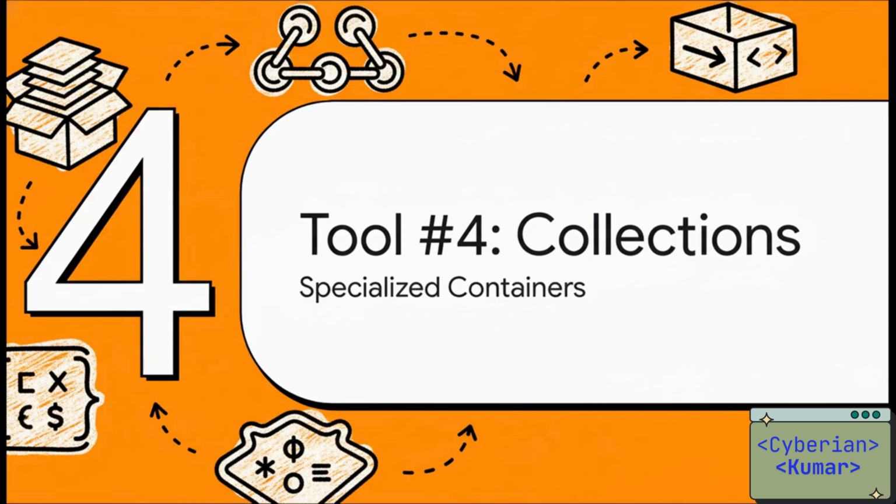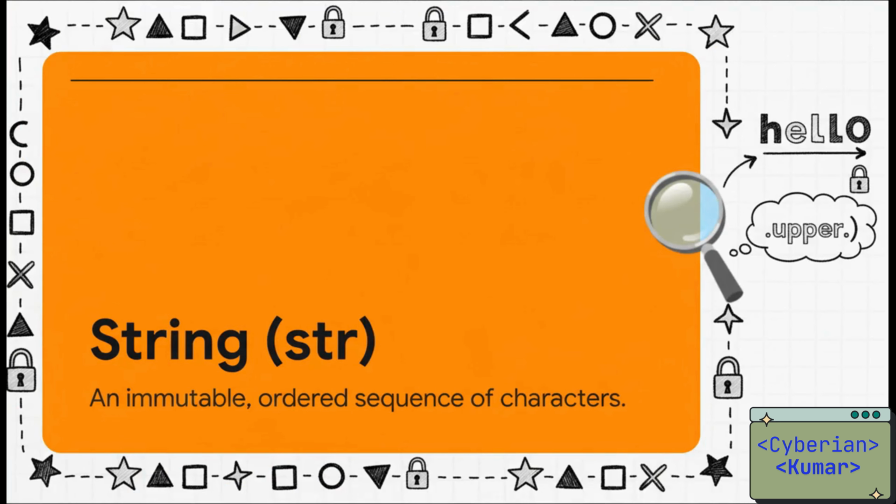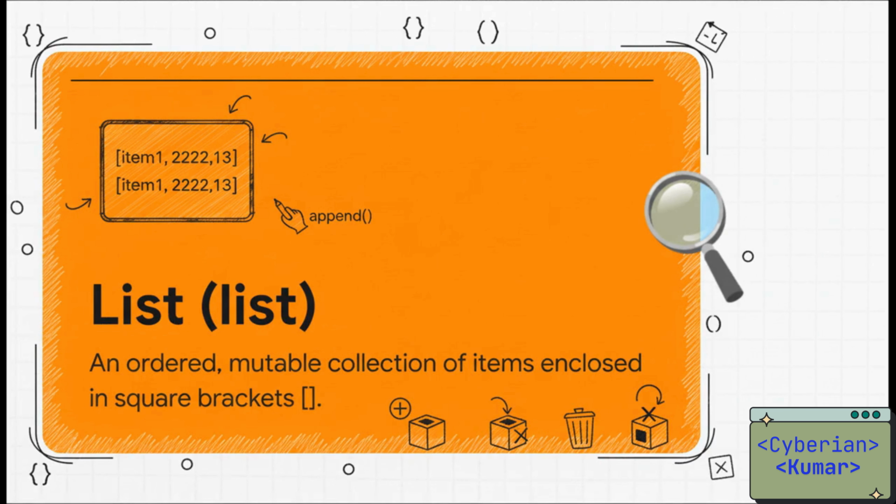Okay, let's pick up the pace for a rapid-fire round. We've talked about simple one-item boxes, but what about organizing whole groups of data? Let's quickly look at 4 specialized containers for that. First up, the string. We've seen it. It's just a sequence of characters, all in order, and the key thing to remember, it's immutable. You can't change it. You can use methods like .upper to create a brand new uppercase version, though. Next up, the list. This is your go-to all-purpose container. It's ordered, and here's the big deal. It's mutable. That means you can change it all you want. Add items with .append, remove them, swap them out.